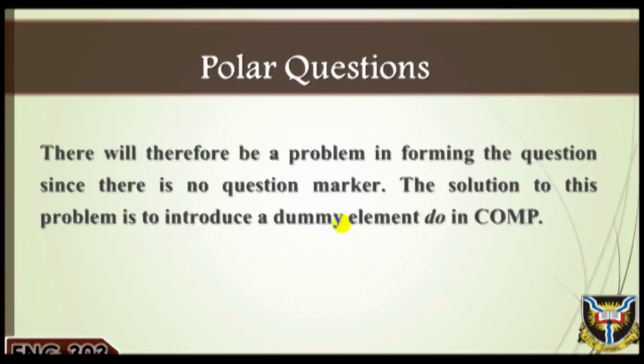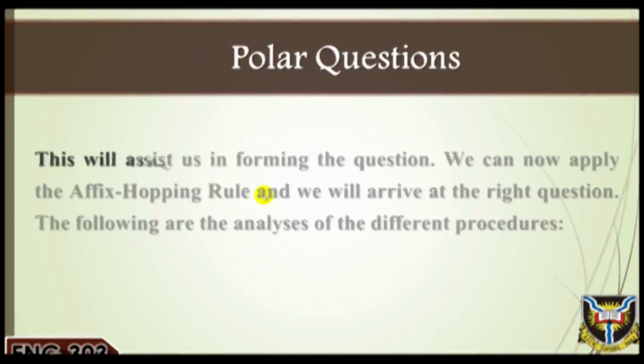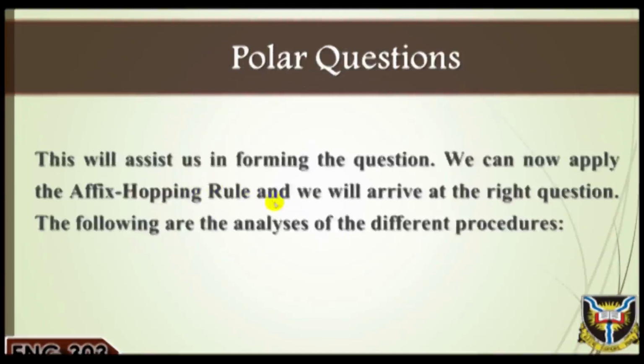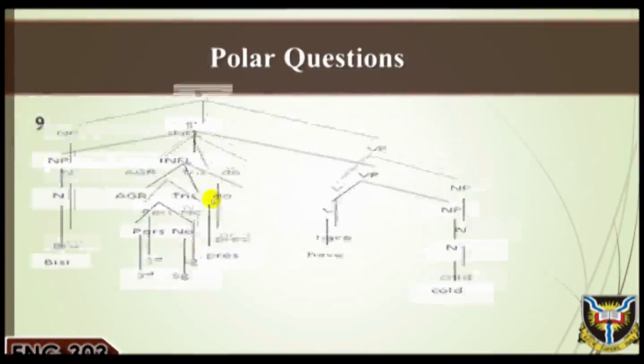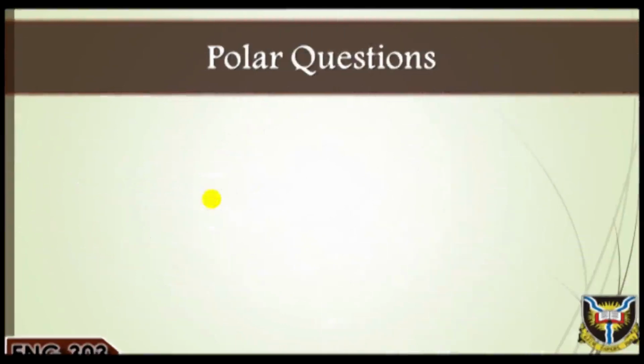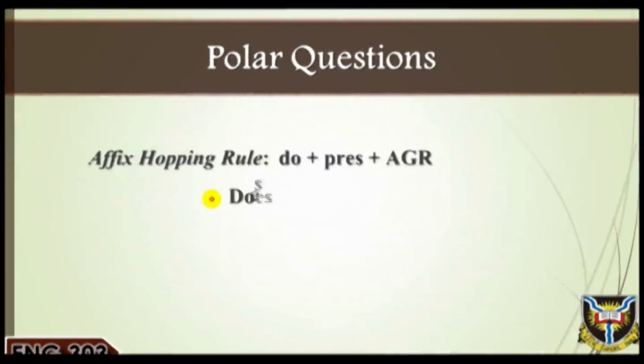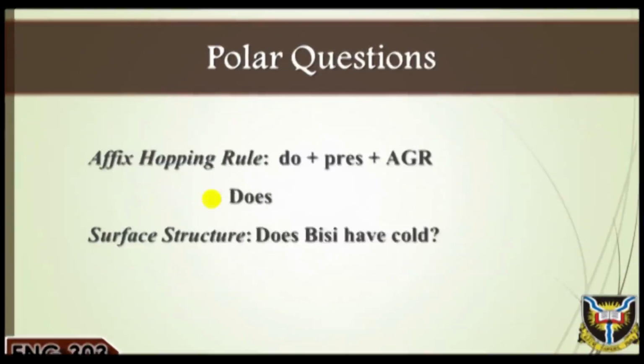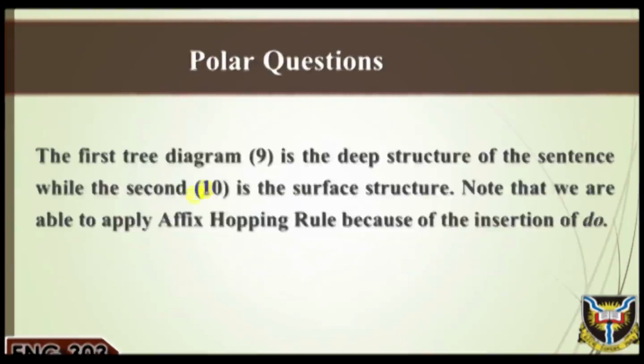The following are the analysis of the different procedures. Surface structure. Does BC have code? The first tree, diagram 9, is the deep structure of the sentence, while the second, 10, is the surface structure. Note that we are able to apply affix hopping because of the insertion of do.